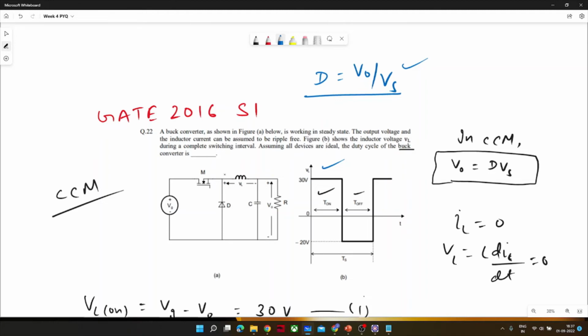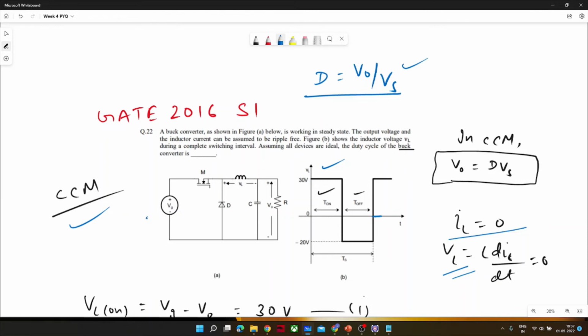From this waveform, we can see that the inductor voltage is continuous. It is not becoming zero for any period. That is the first indication it would be CCM. If we get any indication, then we should move ahead and apply the formula V naught is equal to D Vs. I was saying that VL is not equal to zero. It means IL, the inductor current, would not become zero at any instant in steady state. So now we know that it is continuous conduction mode.